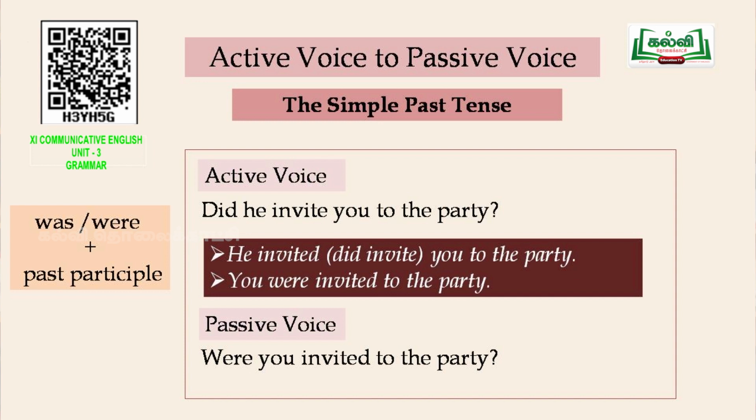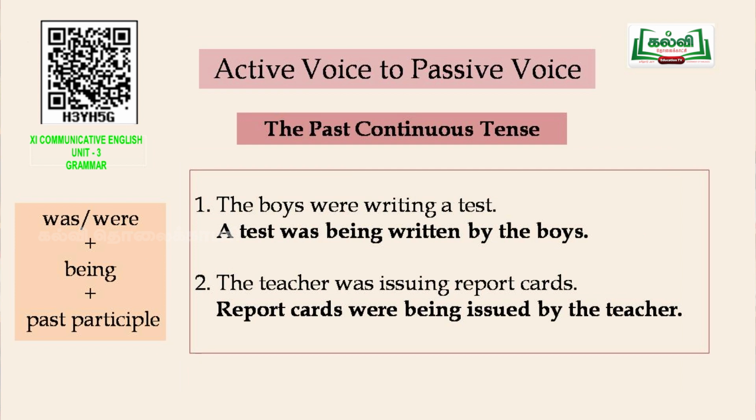So that is how you deal with the simple past. We move on to the past continuous tense. So here again singular plural. So was or were plus same as found in the present tense, being, being plus past participle of the verb. So sentence number 1, the boys were writing a test. The boys subject, were writing verb. The boys were writing what? A test. So that becomes your subject in the passive. A test singular. So I use was. A test was being written. Write, wrote, written. Written is the past participial form. So a test was being written by the boys.